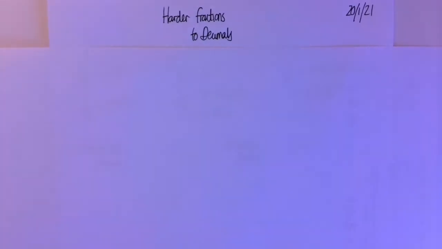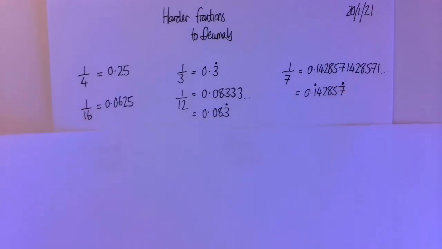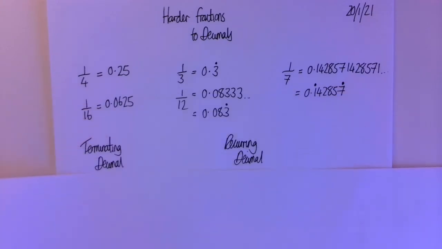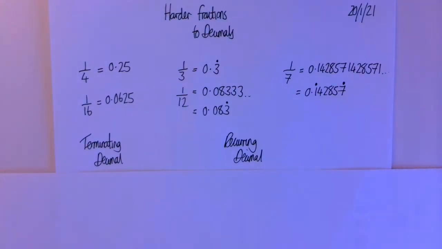So we're going to talk today. Yesterday we were talking about converting fractions to decimals, but we were sticking with easier ones. And so what I'm going to deal with today are harder fractions, converting them to decimals. I want to talk firstly about what sort of decimals you get from fractions. So when you convert a fraction to a decimal, it always falls into one of two categories.